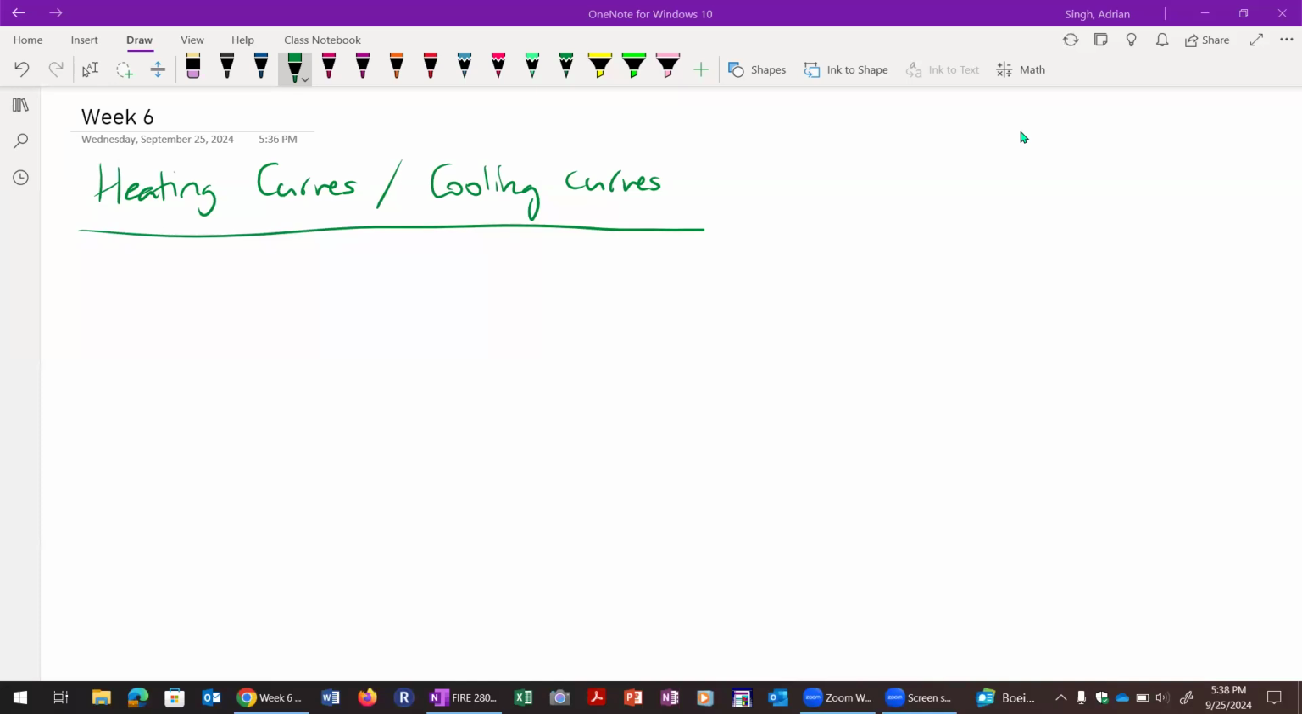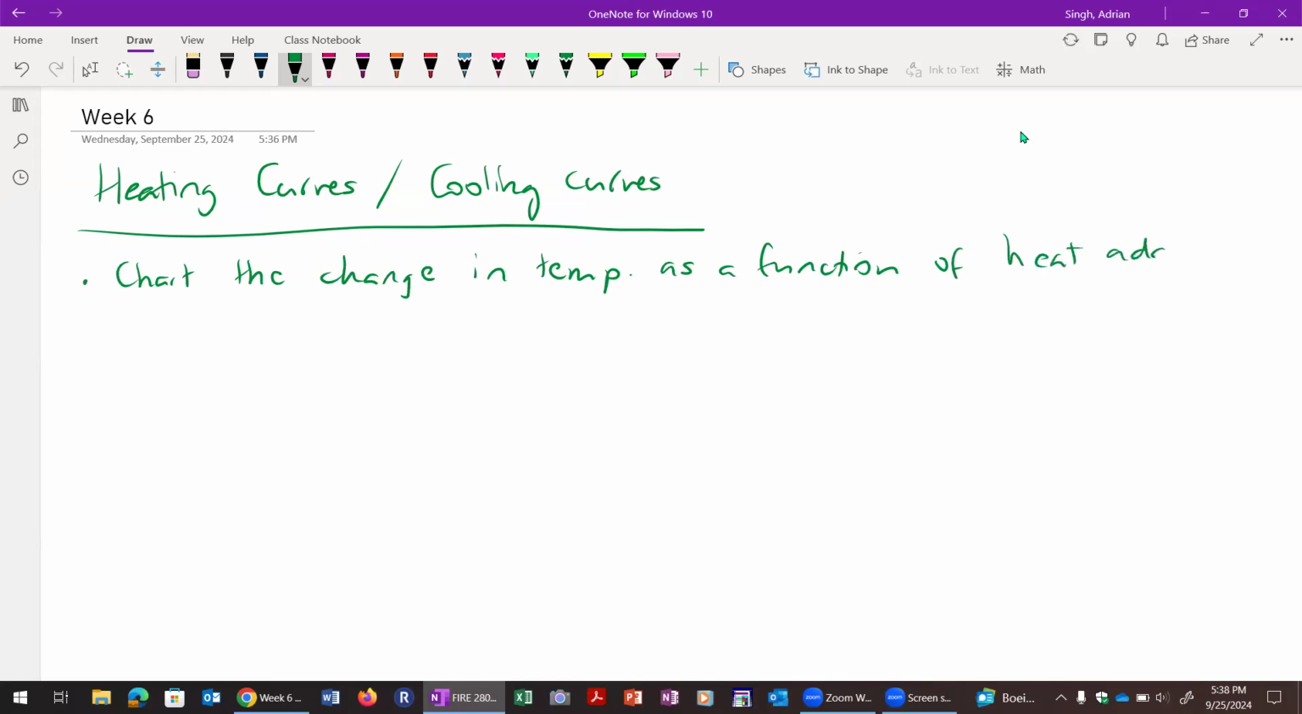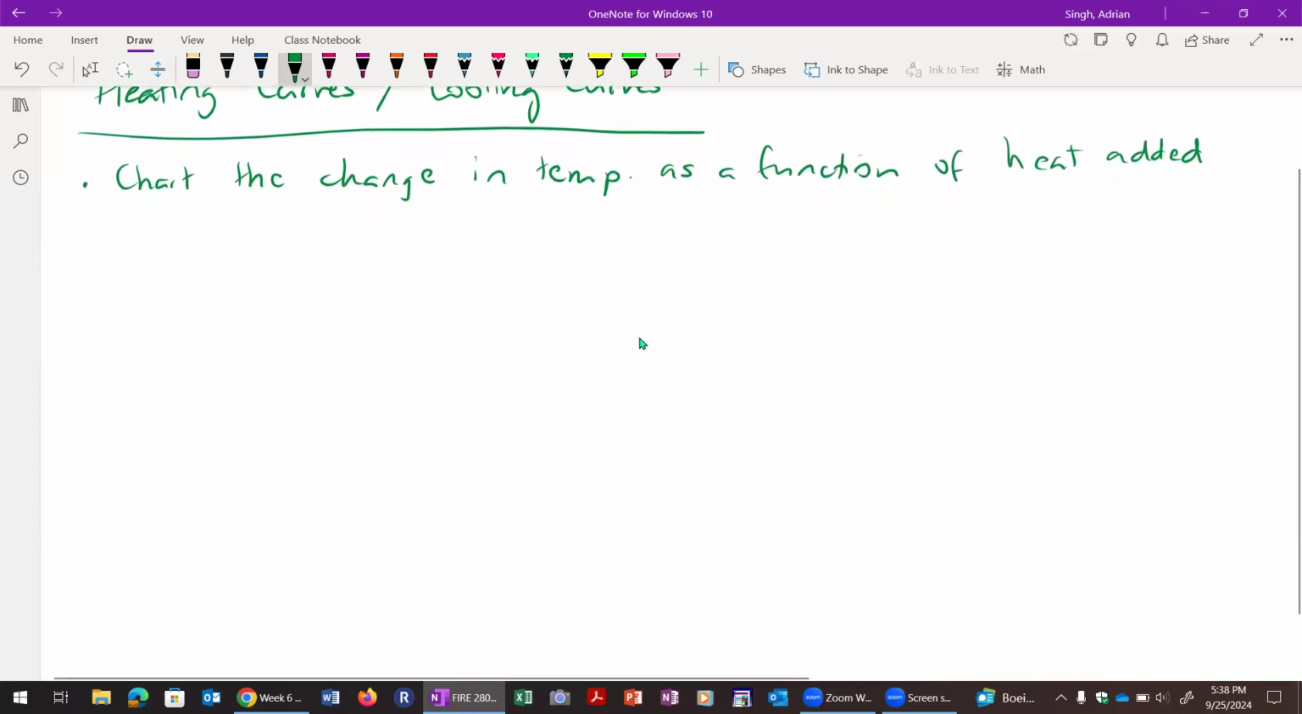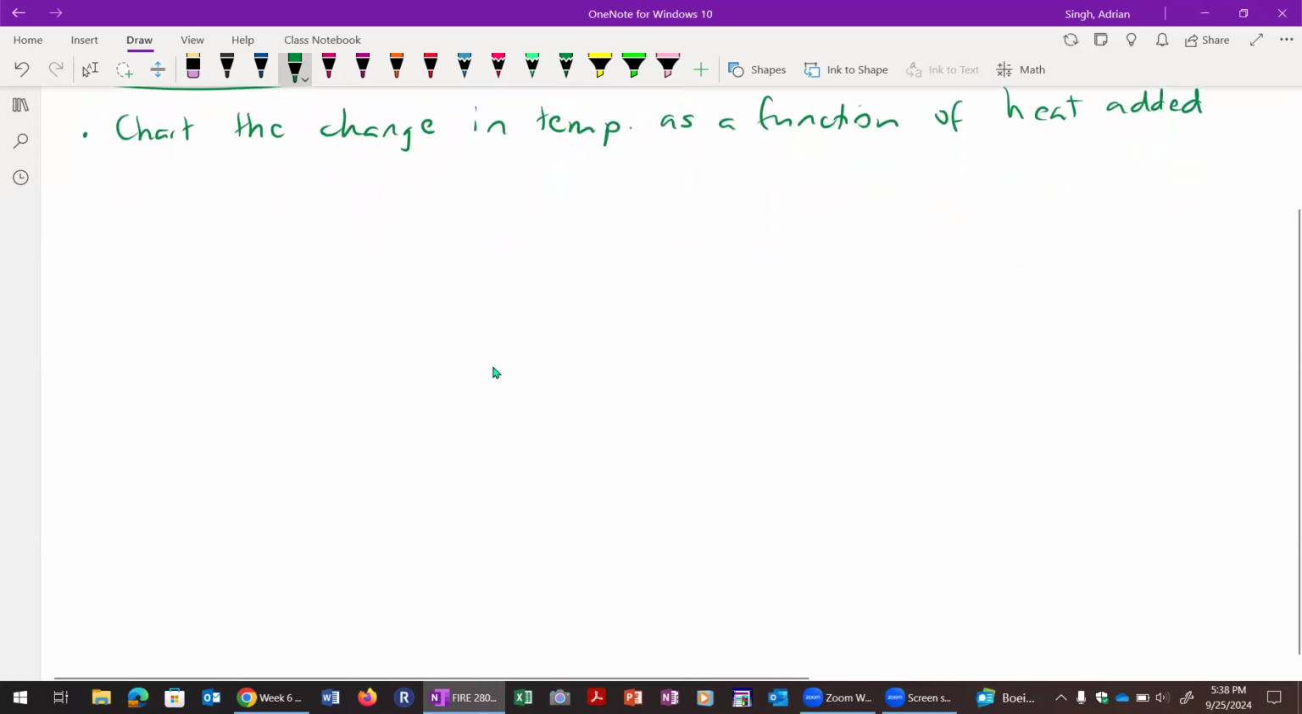And what these are going to do is that they are going to chart the change in temperature as a function of the amount of heat added. Okay, so this is going to be analogous to a graph that we're going to be taking a look at, where we see how the temperature changes as we add more and more heat to a system. So let's take a look at a very simple example.